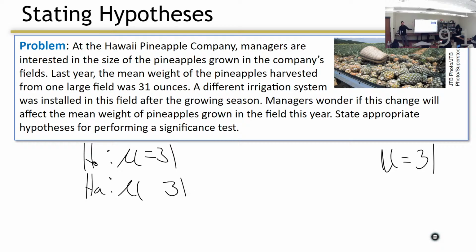And now we're trying to decide if we think it's less than 31 ounces, or greater than 31 ounces, or do we think it's different than 31 ounces? And in this problem, I think we're just trying to figure out if it's different. It just says how it's affecting it. It didn't say if it's affecting it positively or negatively. It just, is it affecting it?